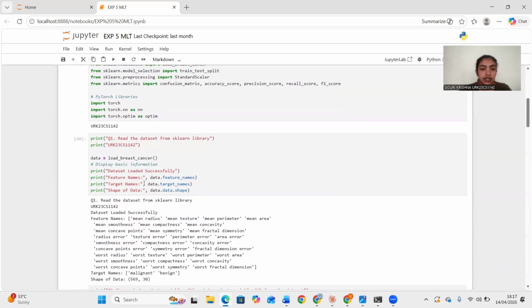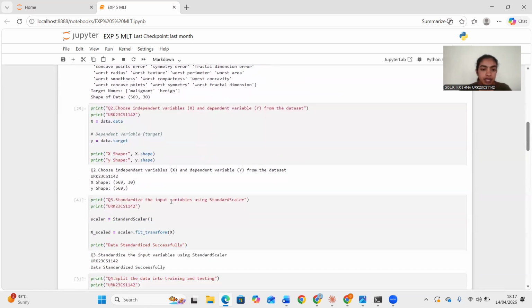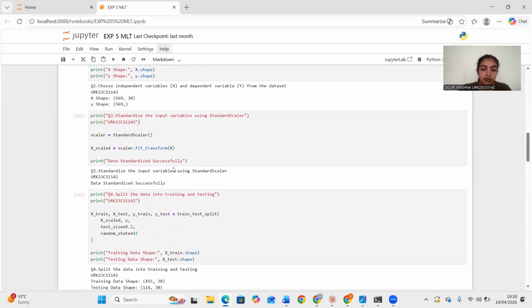And the second question is to select the X and Y parameters. We take X as the independent variable and Y as the dependent variable. X means all input features, and Y means the target labels. X is used to train the model and Y is used to compare the predictions.